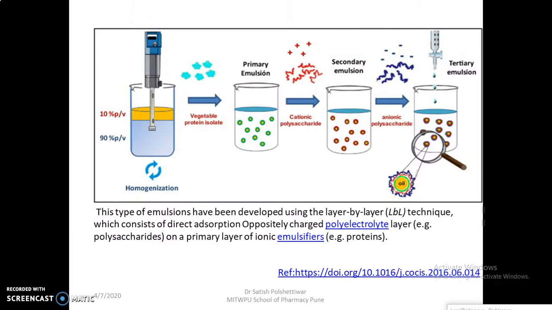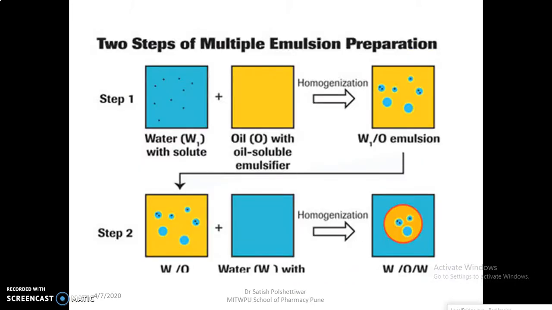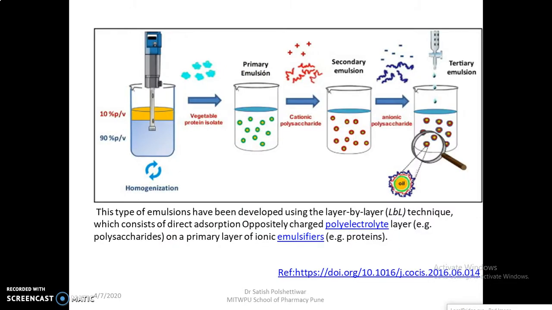This is one example of how we can make what we call multiple emulsions. This is an example of a type of emulsion we have developed using the layer by layer technique, which consists of direct adsorption of oppositely charged polyelectrolytes layer, for example polysaccharide, and a primary layer of ionic emulsifier, that is proteins. One can make it this way. First you make a primary emulsion, then one can go for a secondary emulsion, then what we call a tertiary emulsion. This is the way we can prepare this emulsion by using this oil and 2 electrolytes.